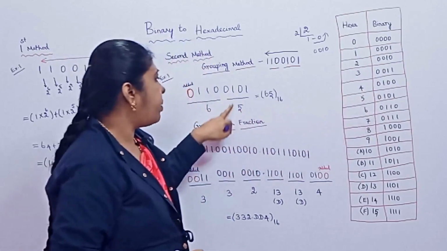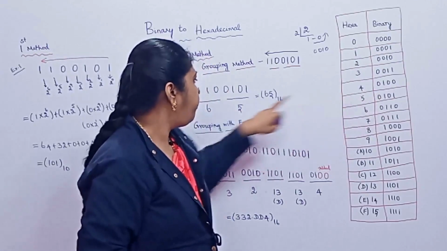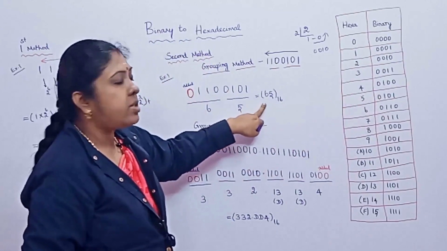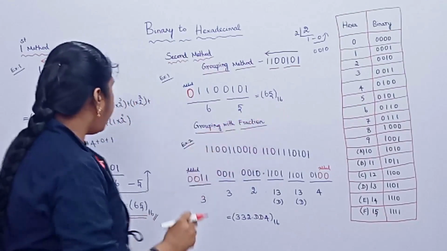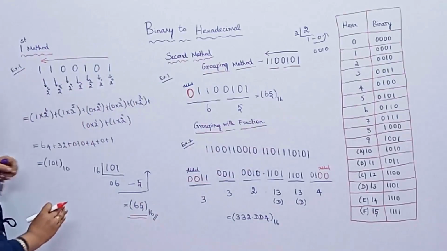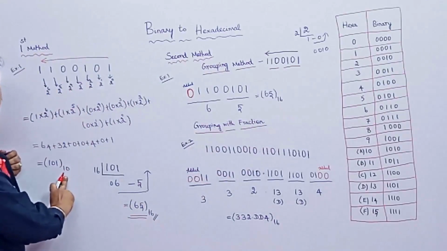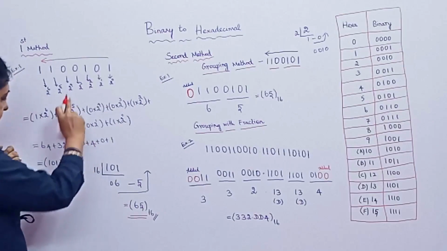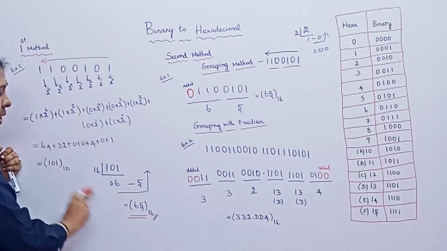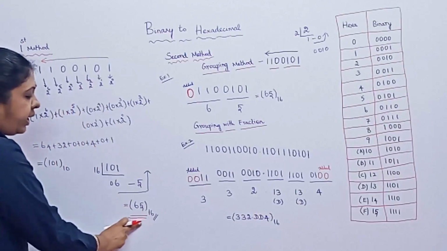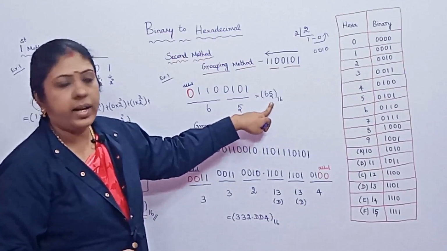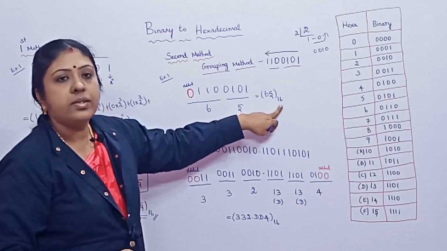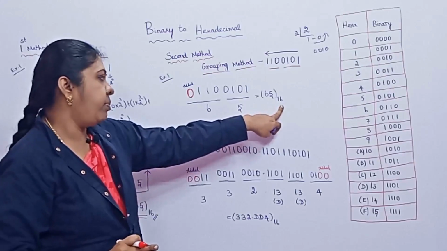0101 is represented as 5. It is noted here: 65 to the base of 16. So the answer we got in the first method, by converting to decimal and then to hexadecimal, was 65. Here, by the grouping method, we attained simply the answer 65.